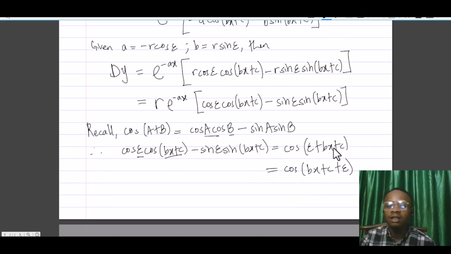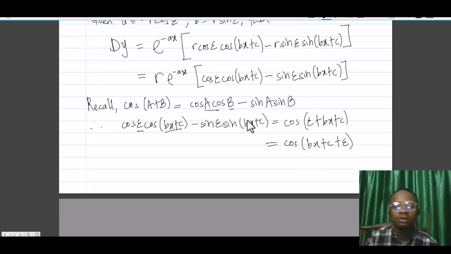We can see that this expression here is the same thing as cos bx plus c plus epsilon. Therefore, what we have up here is dy equals r e to the power of minus ax, then we have this expression altogether as cos bx plus c, then plus epsilon.